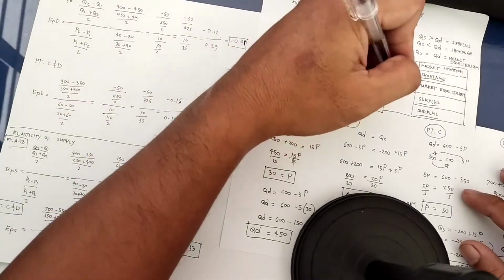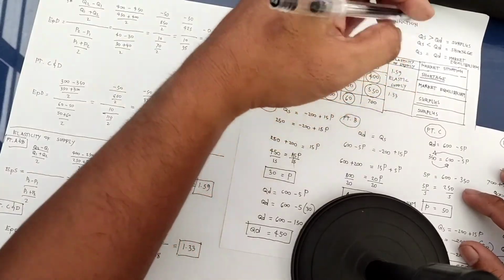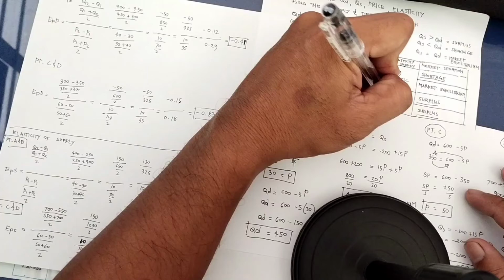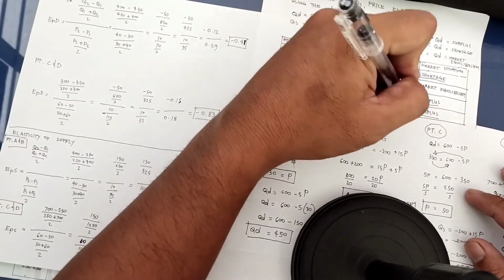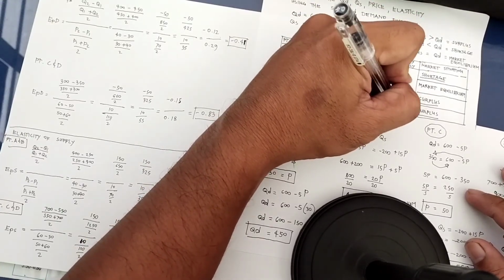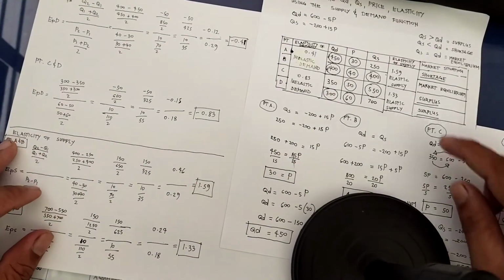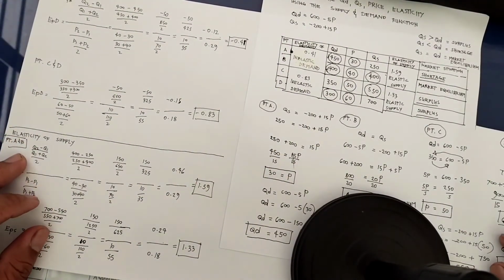Okay, so that would be 1.33. So 1.33 means elastic supply. Okay, we are done now with the table, but we are not yet done.